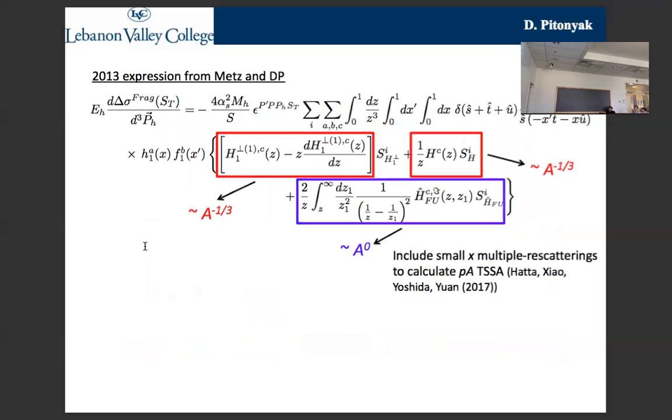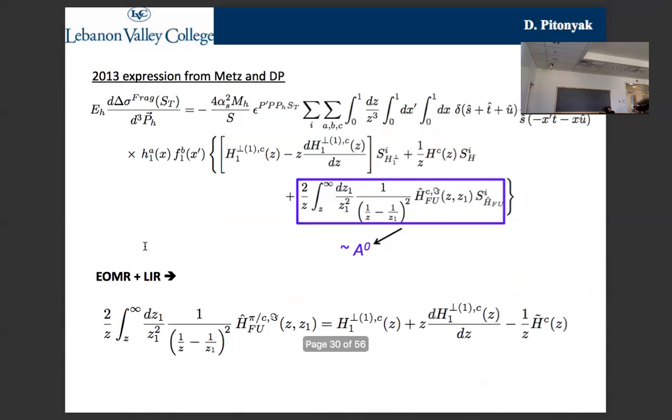And so what they found, going back to our 2013 expression, was that this term here has the A^(1/3) suppression along with this H term. This term here is not suppressed with A. So what we wanted to do was, now that we had this Lorentz invariance relation, we actually have a better constraint on what this term is.